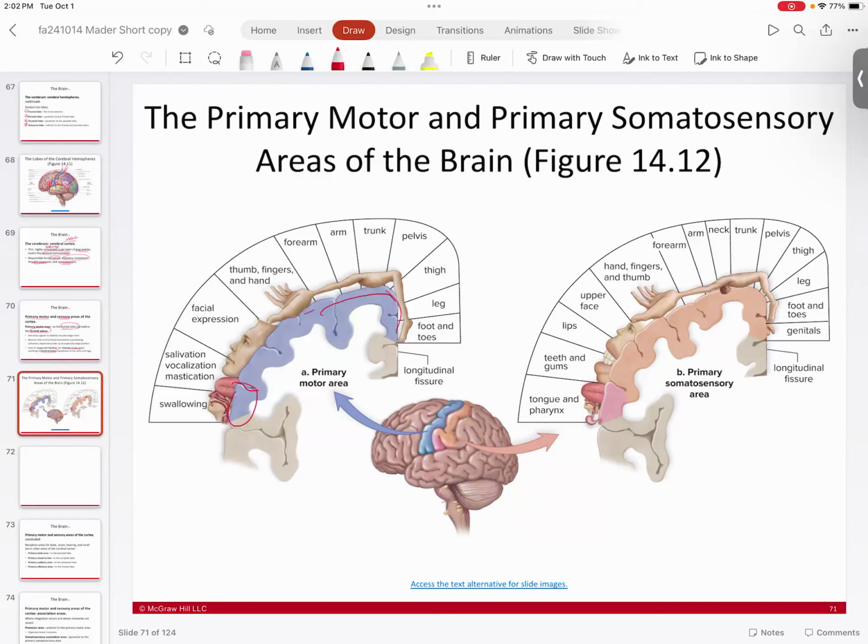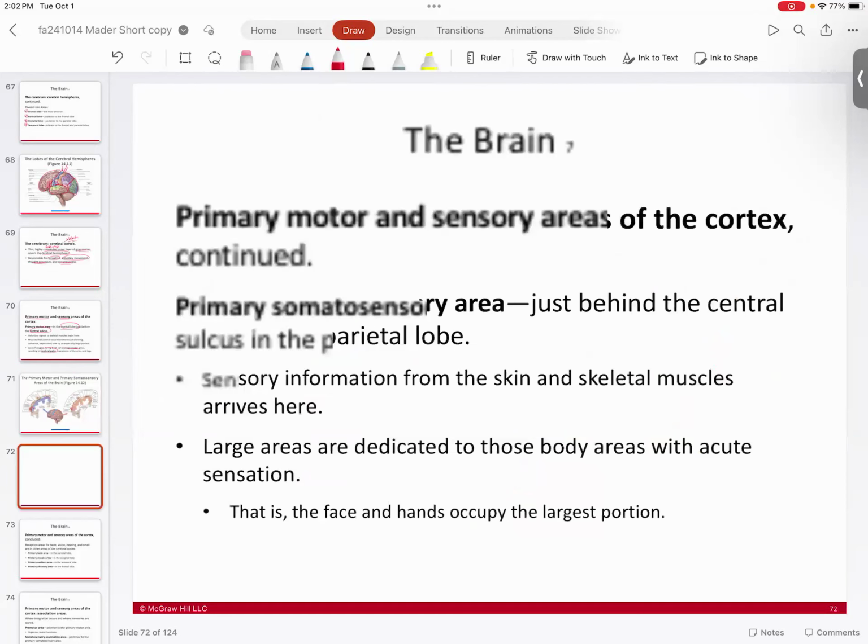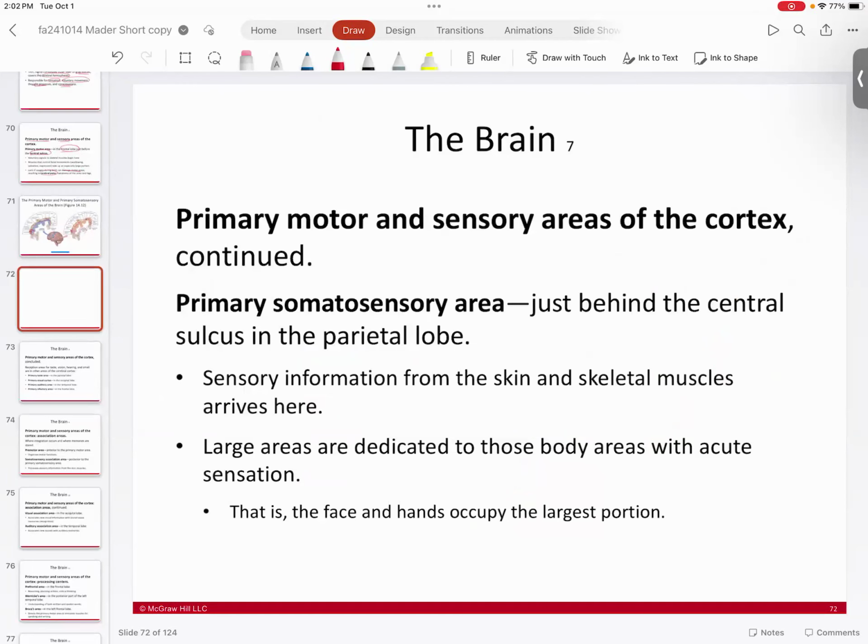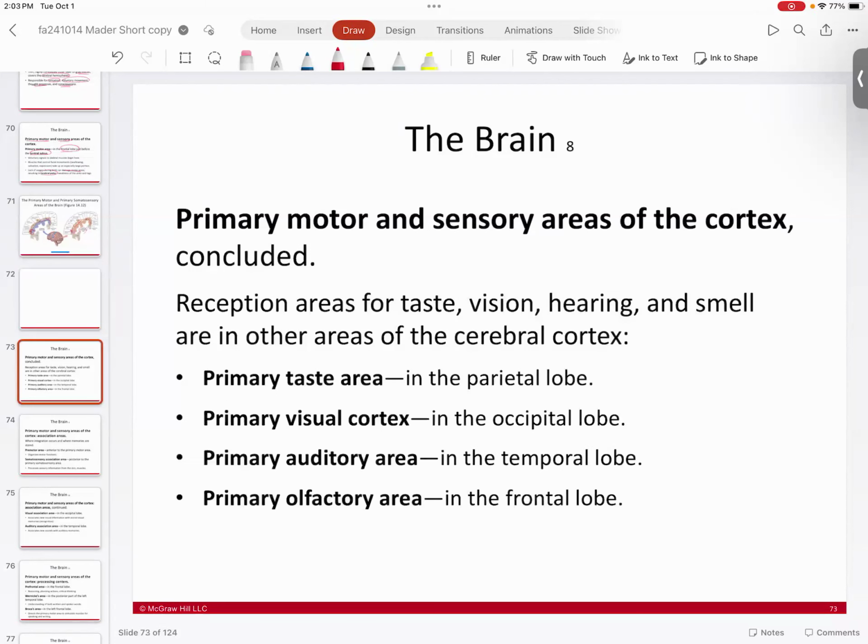Sensory wise, it's broken up in the same manner, only now you're dealing with sensory information instead of motor information. The somatosensory area, which is just behind the central sulcus, is relaying sensory information of the skin and the skeletal muscles, and that's basically in charge of all that. This is essentially your sensory locality.